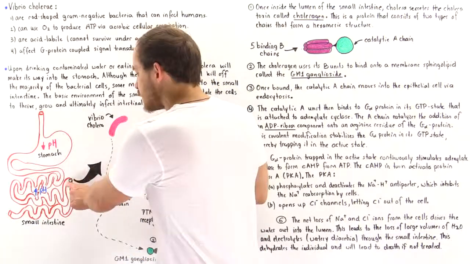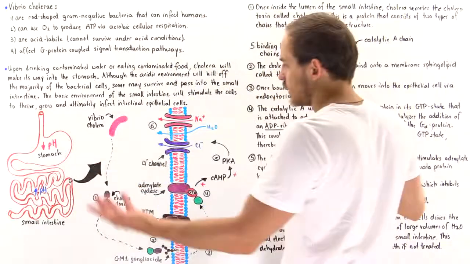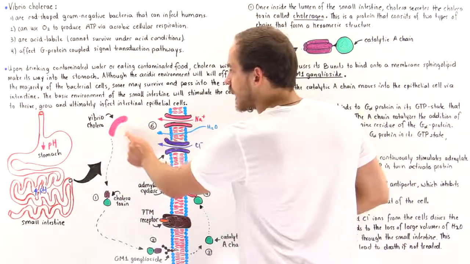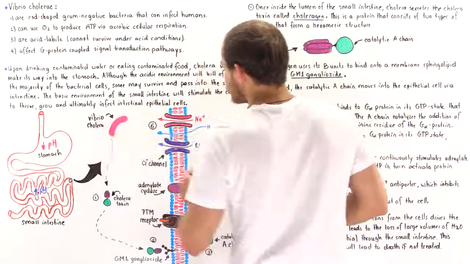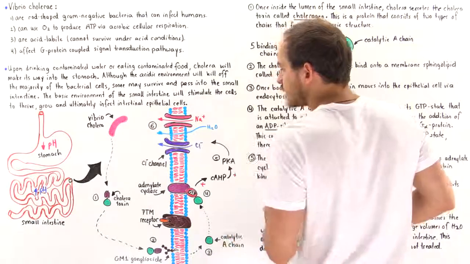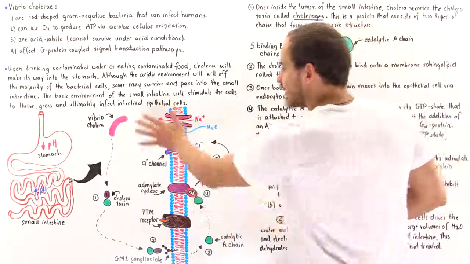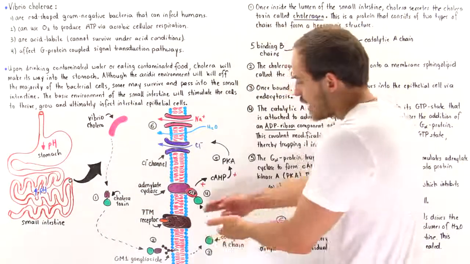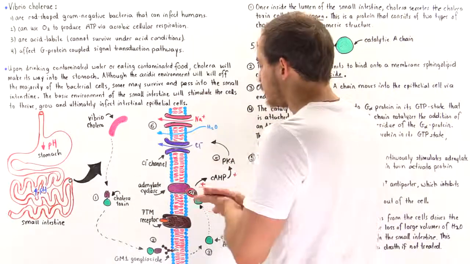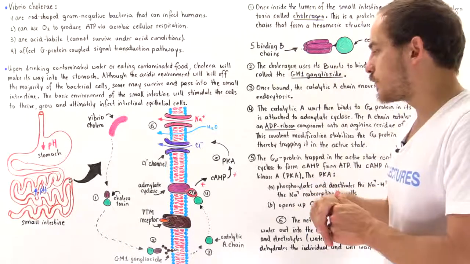So let's take a small section of the small intestine. Let's zoom in on this section, and this is basically what we get. So we have the lumen of the small intestine, and this is our Vibrio cholerae. Now, this is the membrane of the intestinal epithelial cell. This is the cytoplasm side, and again, this is the outside. And these are all the different types of membrane proteins that we might find in our membrane.